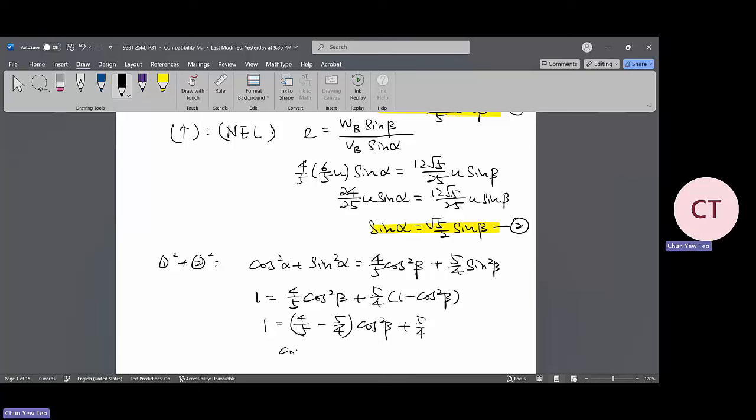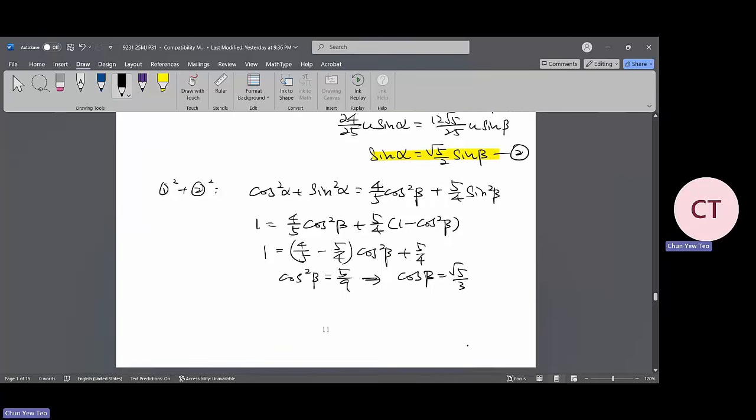So at the end, you get the cos square beta is actually equal to 5 over 9. If you use your calculator to simplify them, that will give you cos beta is equal to the square root of 5 over 3. Okay, so cos beta is root 5 over 3. We can actually build this triangle. Then by Pythagoras theorem, we can have this one as a 2.